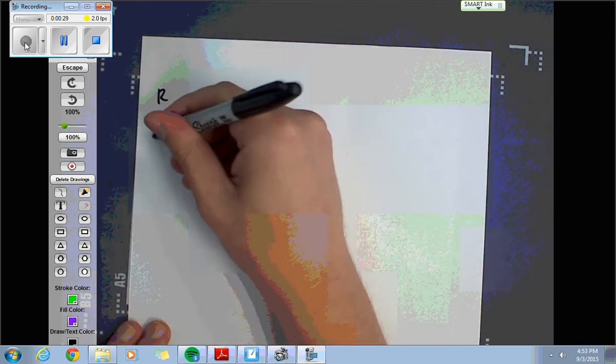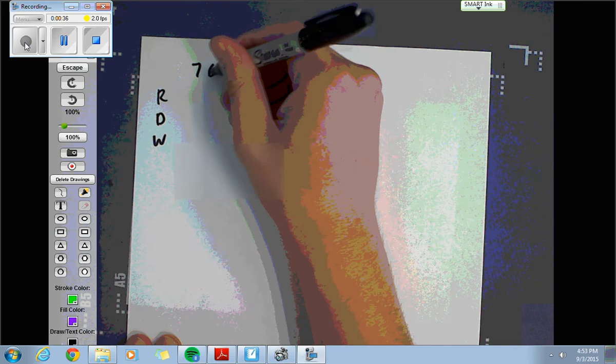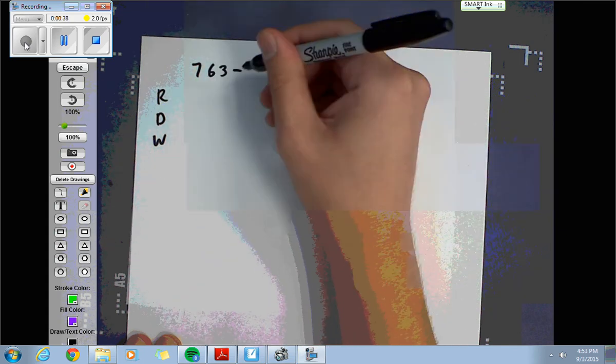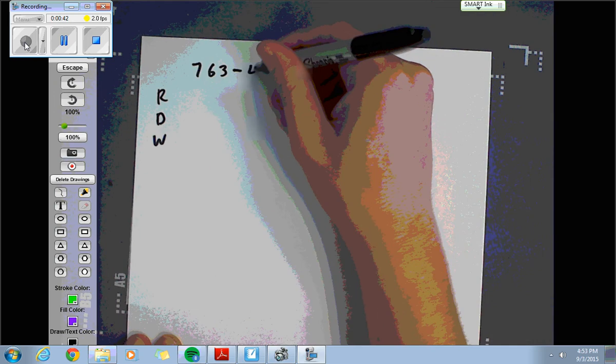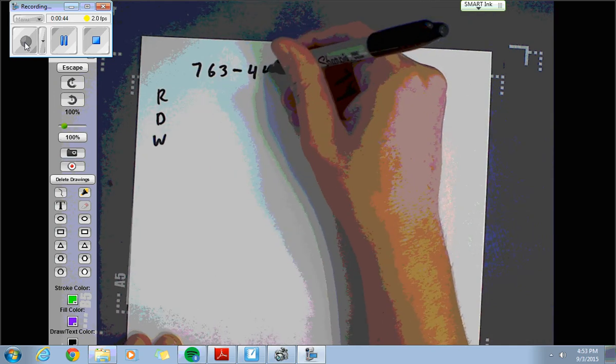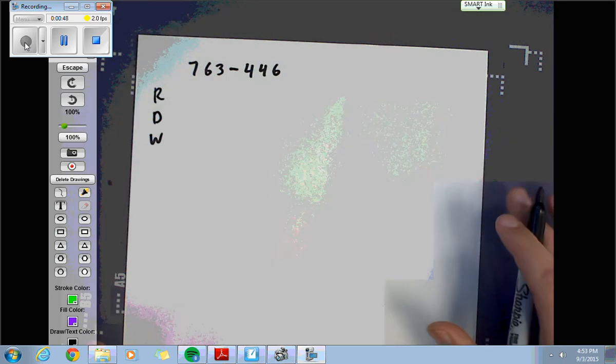As with any math problem, start off by doing your RDW: read, draw and model the problem, and then write. And then let me just get a problem up here real quick that we can use. Let's do one that's a little bit tricky. Let's do 763 take away 446. Okay, so first we're going to do the place value strategy.